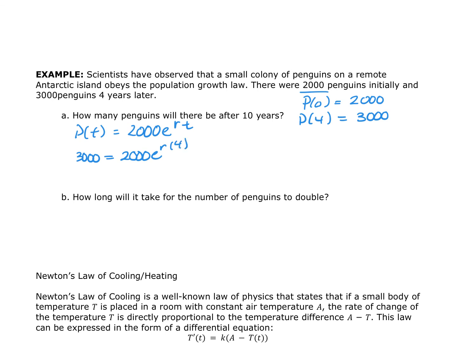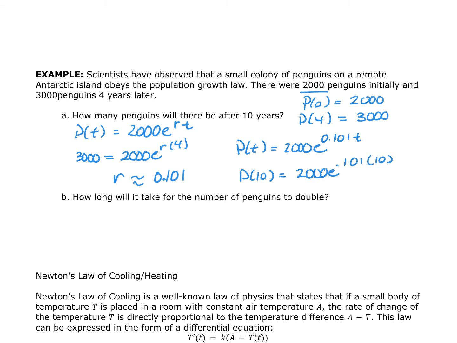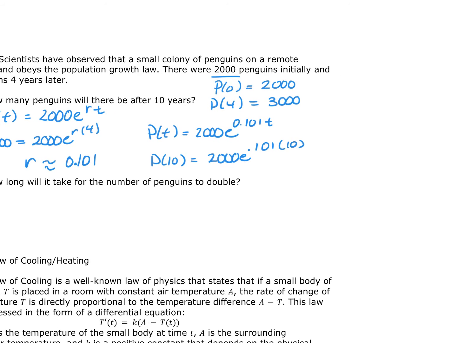So solving for R, we're going to get R is approximately equal to 0.101. That's the approximate growth rate. So then our equation P of T is equal to 2,000 e raised to the 0.101 T. That's our equation. After 10 years, all I'm going to do is put 10 in here. And so we have 2,000 e raised to the 0.101 times 10, which tells me that after 10 years, I'm going to have approximately 5,491 penguins.